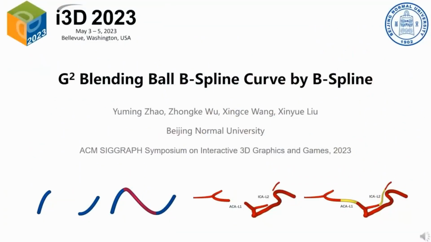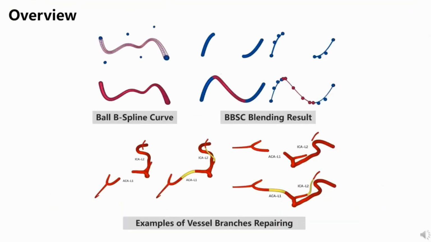Hello everyone, I'm Yuming Zhao from Beijing Normal University, and I'm honored to share our work in this conference. The title of our work is G2 blending ball B-spline curve by B-spline. First is the general overview of our work. We use BBSC to represent tubular objects, and we have studied the blending problem of BBSC, and we applied it on the repair of vessel branches model. Next, we will introduce some prior knowledge, mainly including the introduction of BBSC and the description of the blending problem.